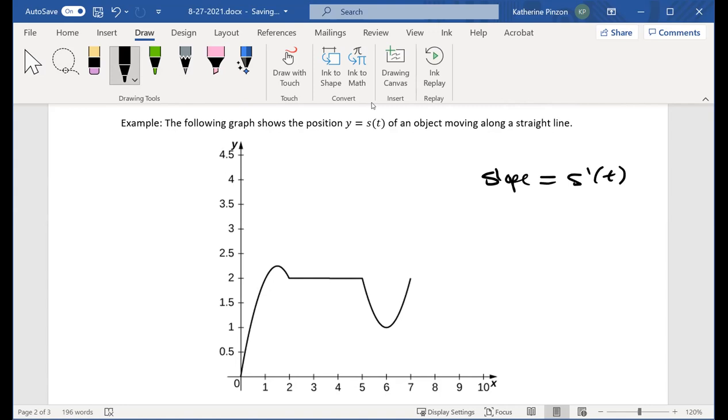It's also going to tell me the direction that this object is moving, right? This object is traveling back and forth on a line. When is the object moving to the right and when is the object moving to the left? If the slope is a positive number, the object should be moving to the right, yeah? If the slope is a negative number, the object should be moving to the left.